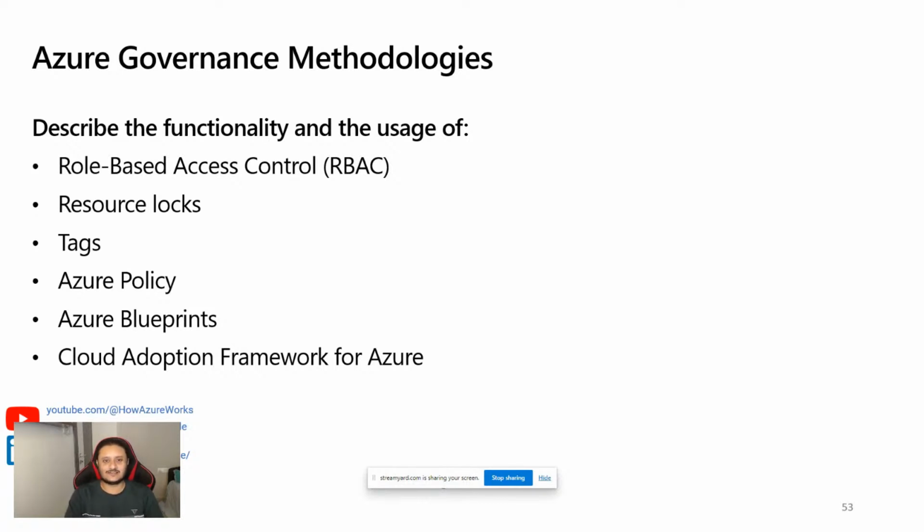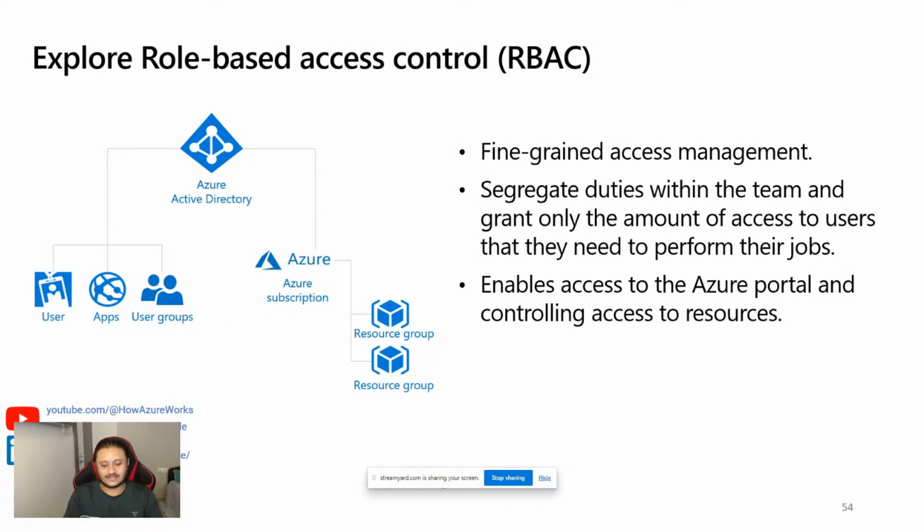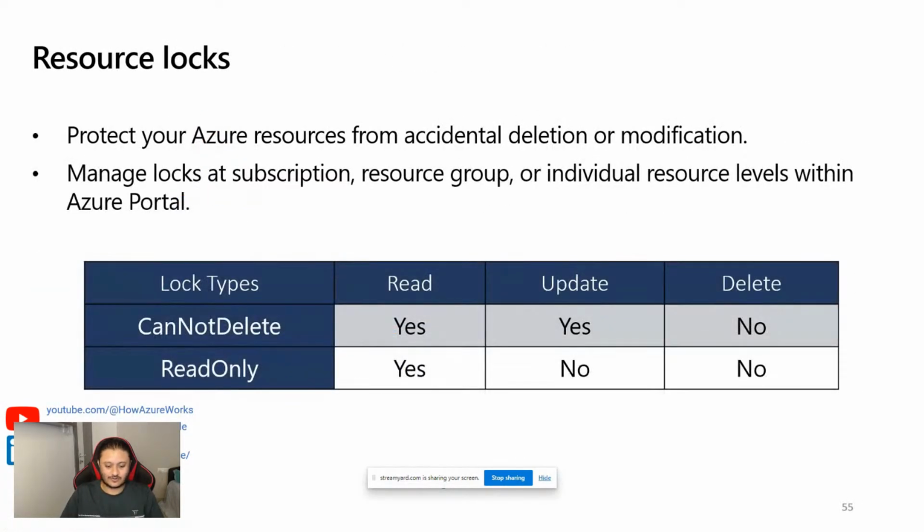Then next comes tagging. I have discussed in all three days that tagging is very important when it comes to the governance part. Tagging shows you most of the options, and how we can manage the tags. Okay, so we discussed RBAC and the resource lock.